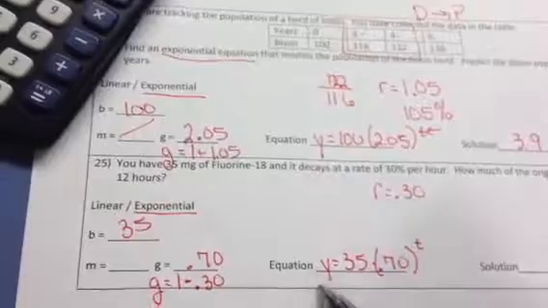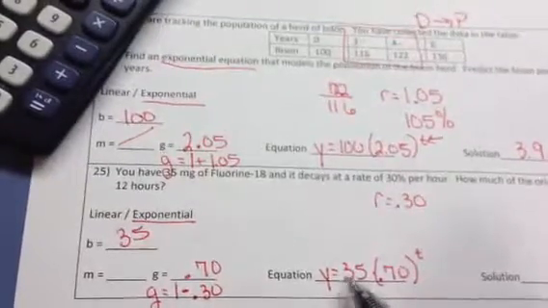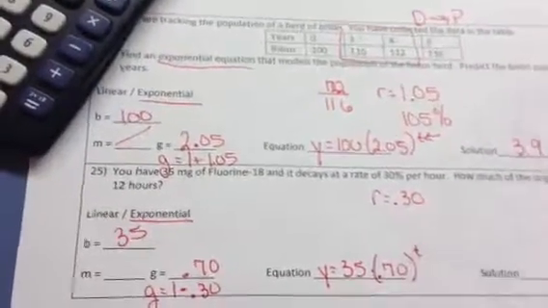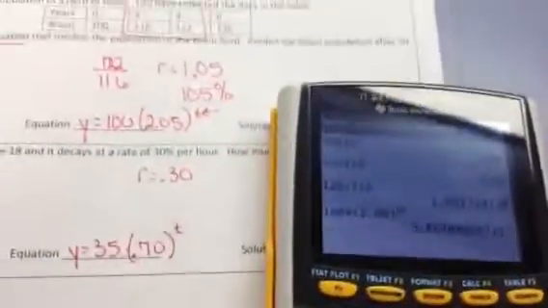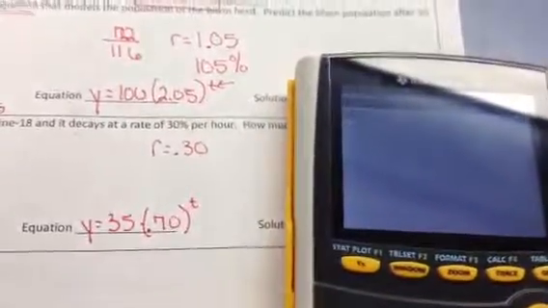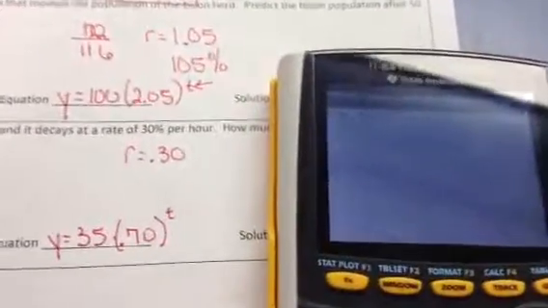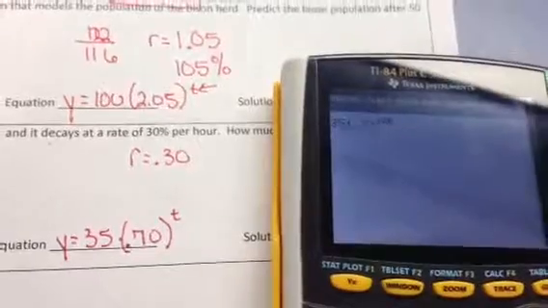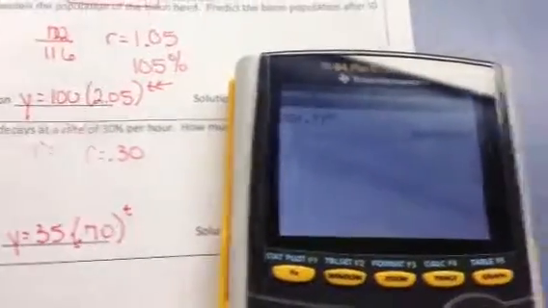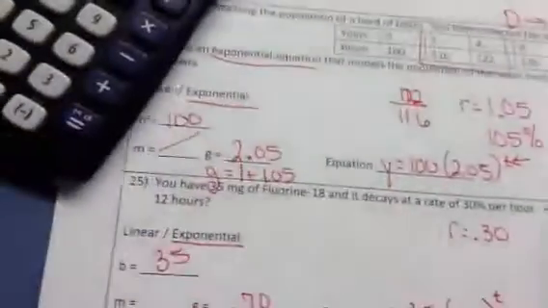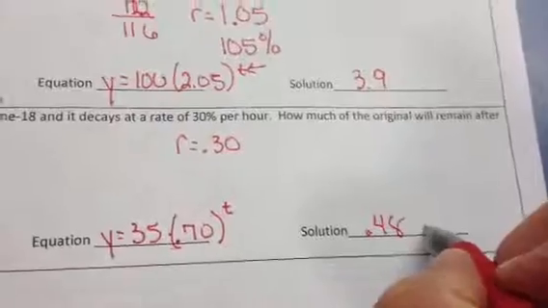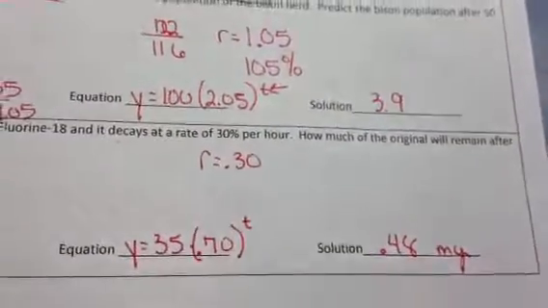So here's my equation, an original amount times my growth factor, and again, I'm going to use T for time instead of X. After 12 hours, I'm just going to go to my calculator and put a 12 in for that T. I get about 0.448, which is what I'll round it to. So how many milligrams? I have 0.48 milligrams of this stuff. And that's it. That's your review.